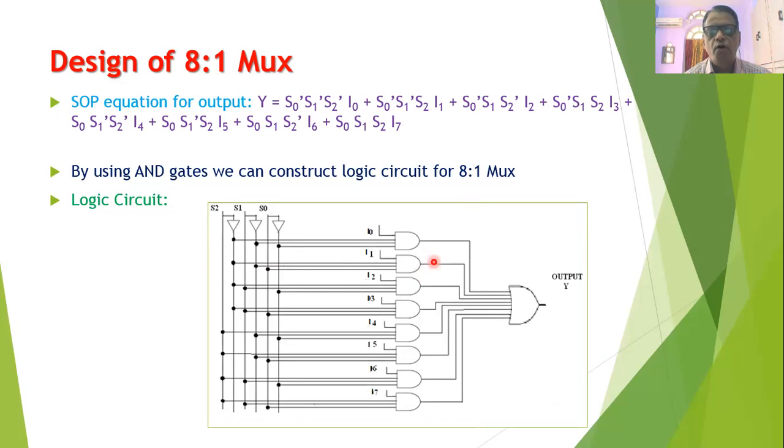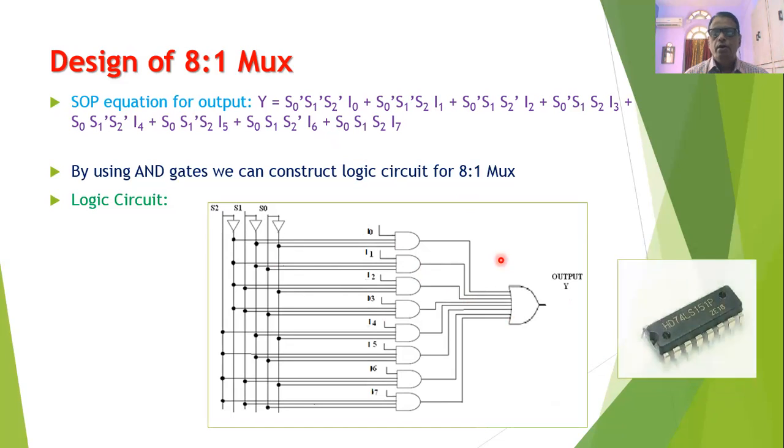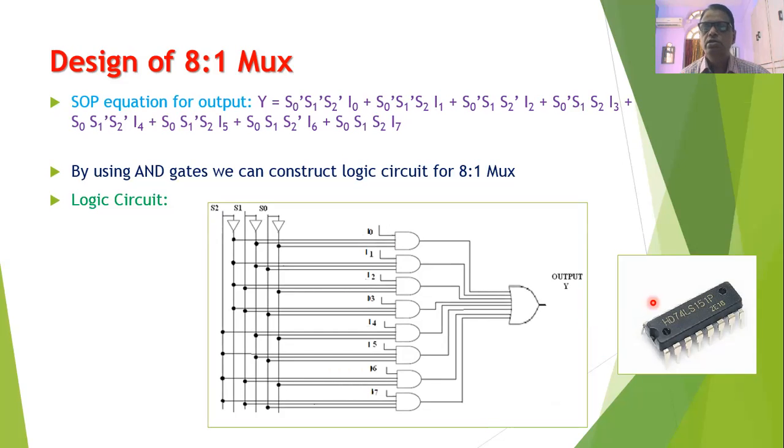The outputs of all the AND gates are connected to an OR gate so that we can get the output Y. One can easily check that this circuit works as per the truth table of the 8 to 1 multiplexer. IC 74151 is a very popular 8 to 1 multiplexer IC, and therefore whenever you want to make use of an 8 to 1 multiplexer in your digital circuit, you can make use of this IC.